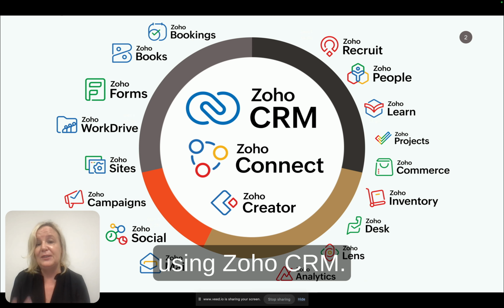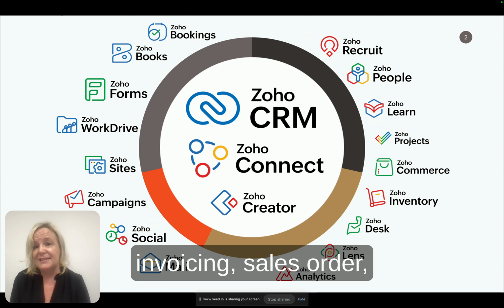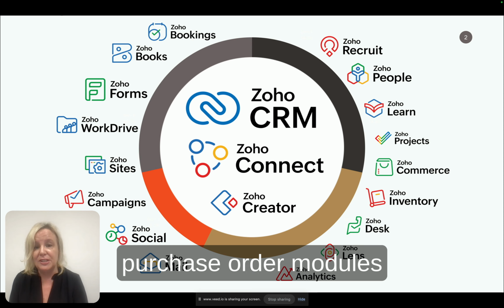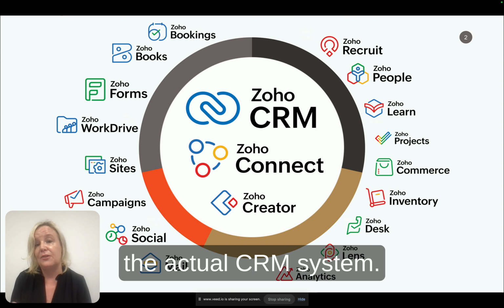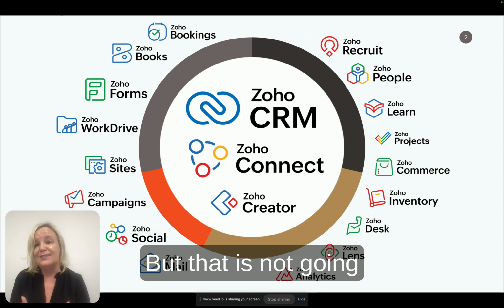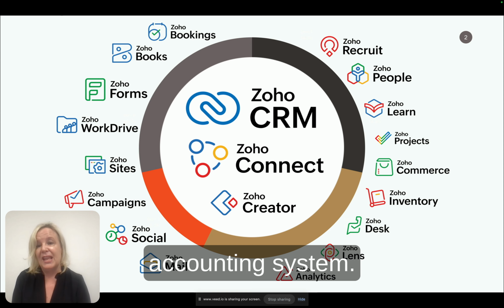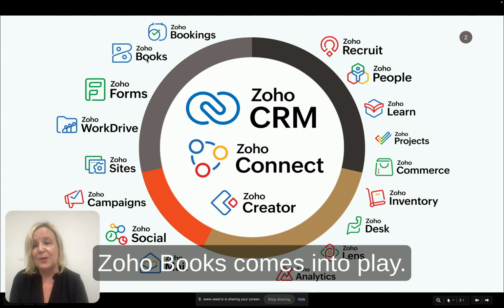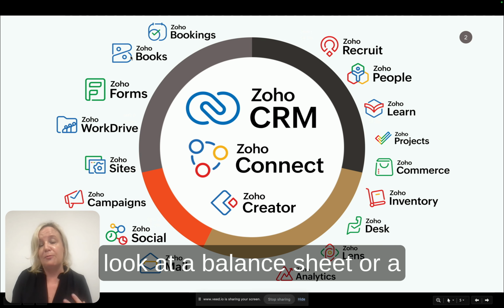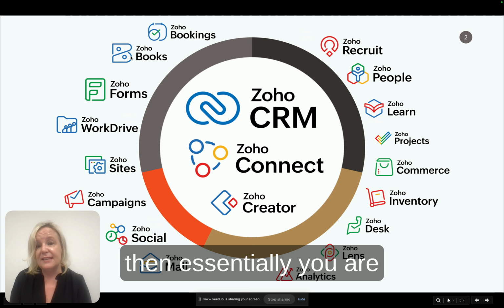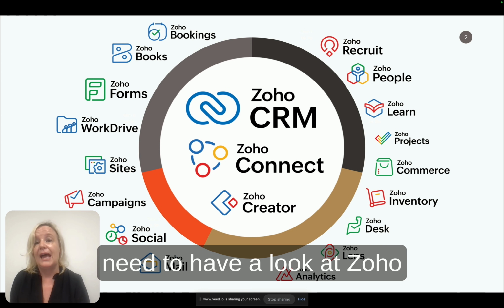If you are purely using Zoho CRM, it also has its own invoicing, sales order, and purchase order modules, and you would also be able to customize those within the actual CRM system. But that is not going to give you a complete accounting system. And that's essentially where Zoho Books comes into play, because if you're wanting to look at a balance sheet or a profit and loss statement, then you are going to need to have a look at Zoho Books.